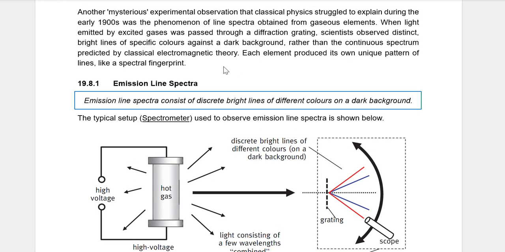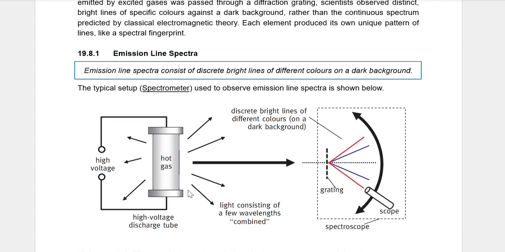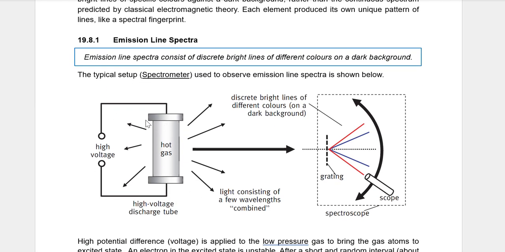So we look at the emission line spectra. It consists of discrete bright lines of different colors on a dark background. This is a typical setup. There's high voltage here, to make this positive and this negative. Then this hot gas over here is actually excited. The electrons in the gas are excited to higher energy levels.